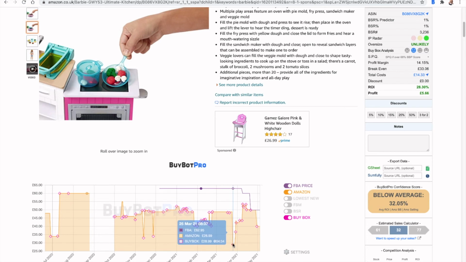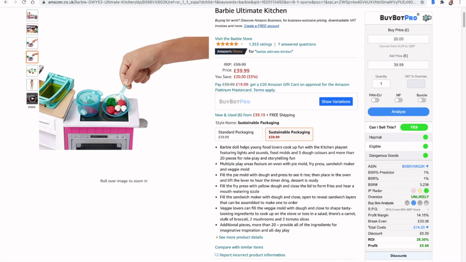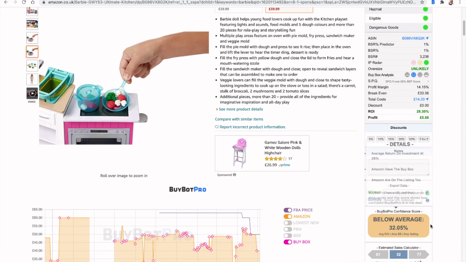They drop occasionally very low down to $28.99. But most of the time, Amazon are around the £40 mark, so the £45 mark. So if I could sell that at $39.99 and still have a good profit and a good ROI, then I may well decide to give it a go. But as I say, you need to be buying it very cheap to enable that to be a great deal, as BuyBotPro is telling you here.